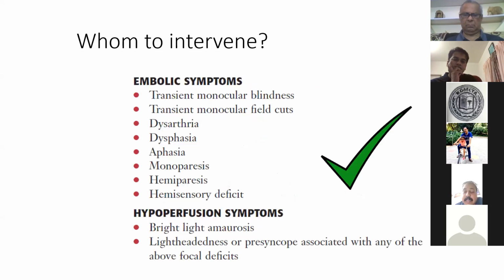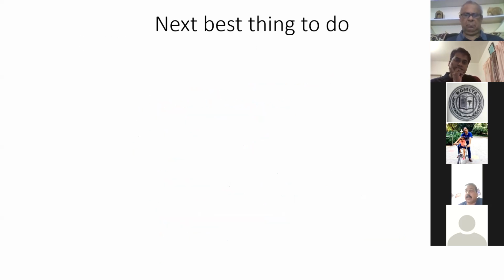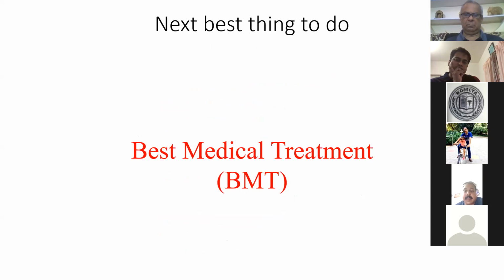So these are the symptoms pertinent to the carotid territory whom we have to intervene: mainly TIA and stroke. After the patient comes with these symptoms, the next best thing to do is we can straight away start best medical treatment, irrespective of the degree of stenosis or symptomatic or asymptomatic.